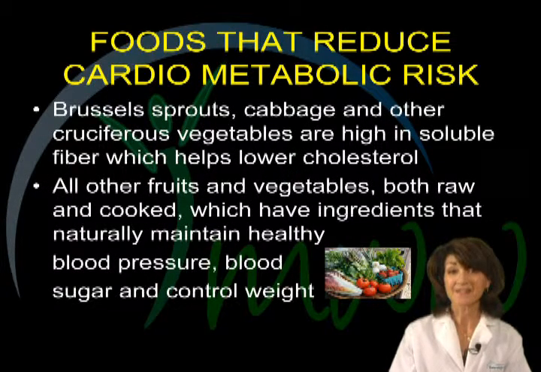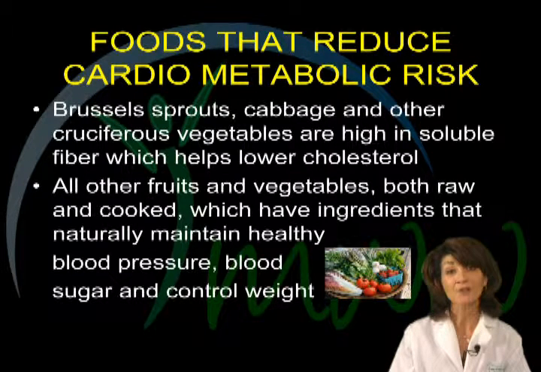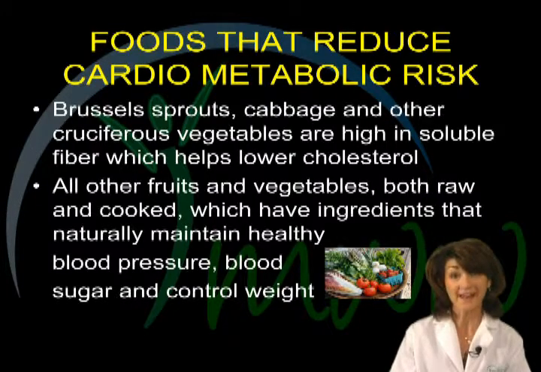Last but not least, it is always good to work in more cabbage family or cruciferous vegetables into your diet, since these are low in calories, but another wonderfully high source of cholesterol-blasting soluble fiber, as well as blood pressure-lowering potassium, all without excessive sodium and virtually no fat. And all other fruits and vegetables, both raw and cooked, have ingredients that naturally maintain healthy blood pressure, blood sugar, and control weight. For convenience, frozen and low-sodium canned vegetables work well and are great to have on hand.